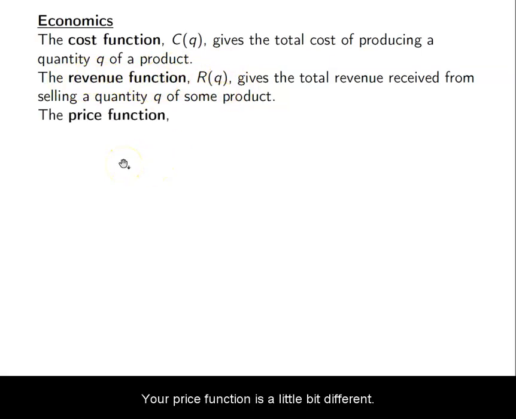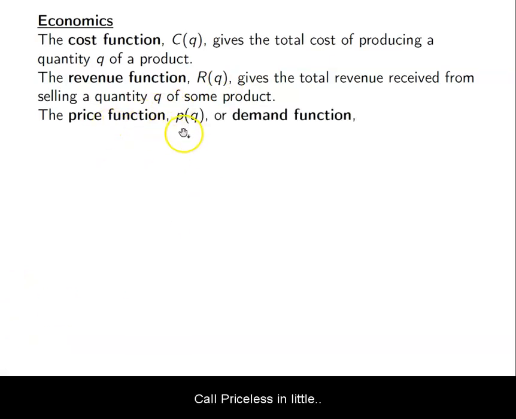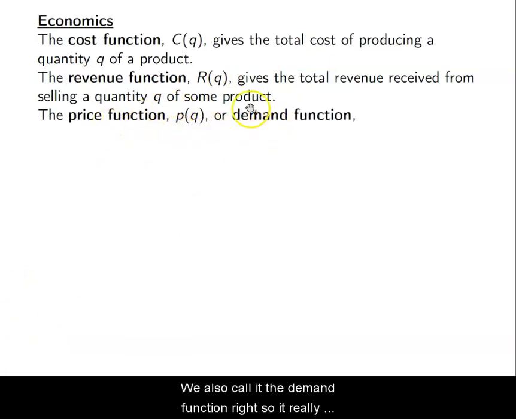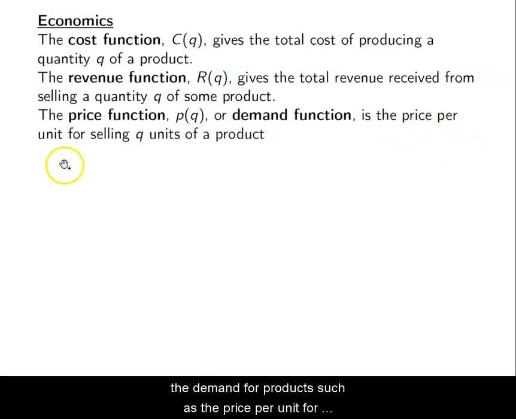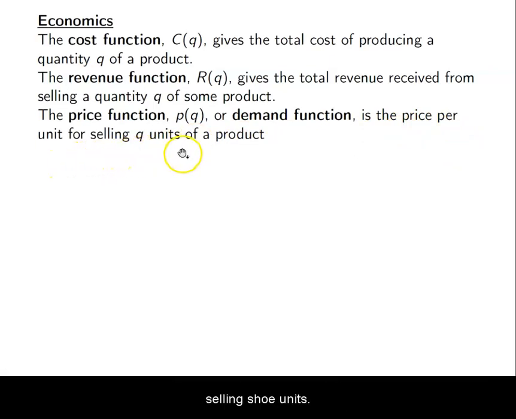Your price function is a little bit different. Okay, so we call the price function little p of q. We also call this the demand function, right? So it really represents to us how much we are generally going to sell, right? What is the demand of our product? So it's the price per unit for selling Q units of a product.